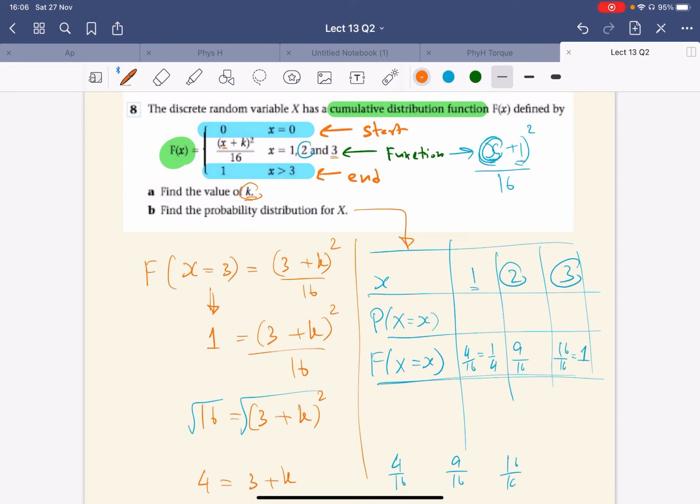Okay, then how do I write the PDF? This one, I told you, just copy and paste from up there. 1 over 4. Then what do we do next? The next part is you want this value, so you subtract these two: 9 over 16 minus 4 over 16, which is 5 over 16. Then the last one, subtract these two. The difference between these two is 7 over 16.